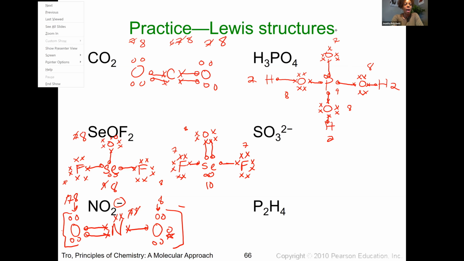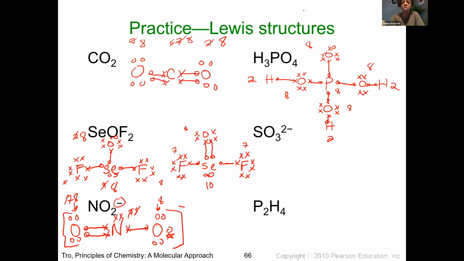So how do we go about making sure that we can get both of these to a stable position? Well, similar to what we did in the SeOF2, you could transfer 1 to the oxygen as an option, which would then take our phosphorus to only having 8, and our oxygen would now have 8.